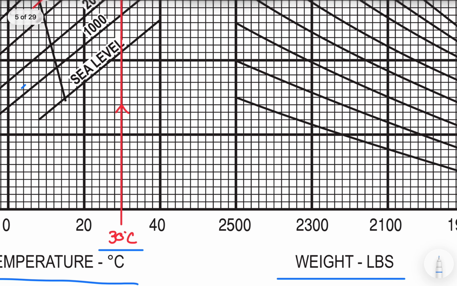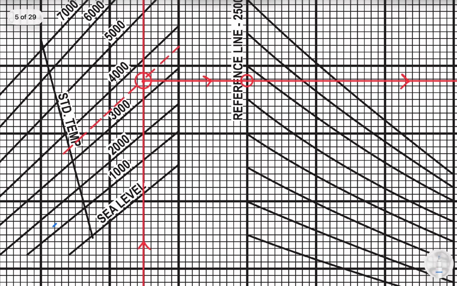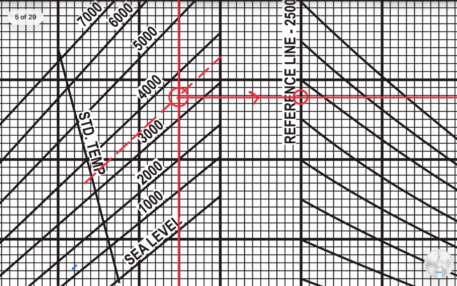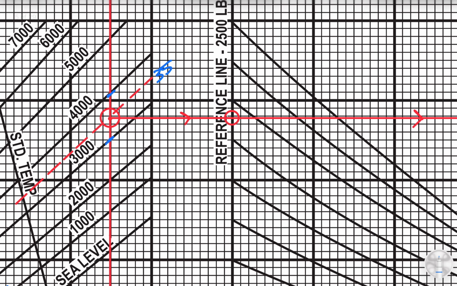All right, now we're going to start with 30 degrees Celsius. That's the first parameter, and we're going to move up into the graph, upwards. Draw a line upwards until you reach the pressure altitude line of 3,500 feet. Now 3,500 feet will lie between 3,000 feet and 4,000 feet, roughly halfway between the two. So I draw a little reference line there for me, and I saw that we've got 3,500 feet, roughly halfway between 4,000 and 3,000 feet.